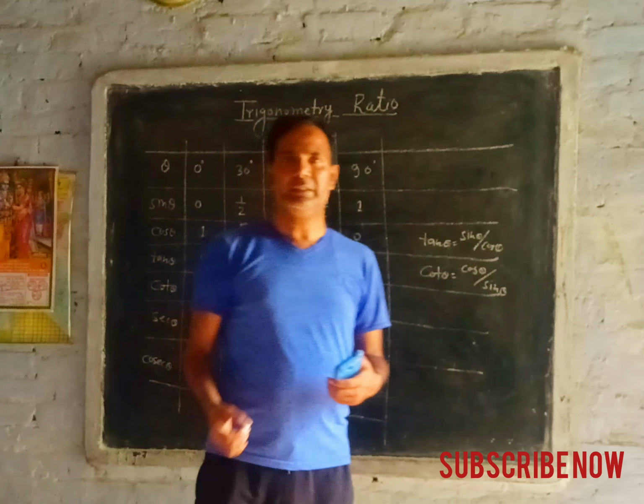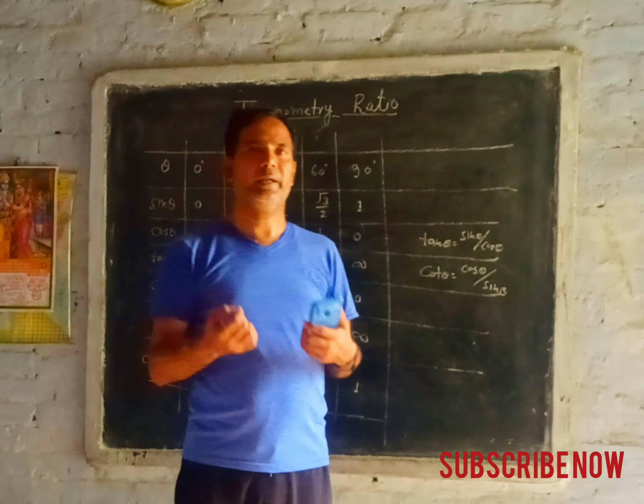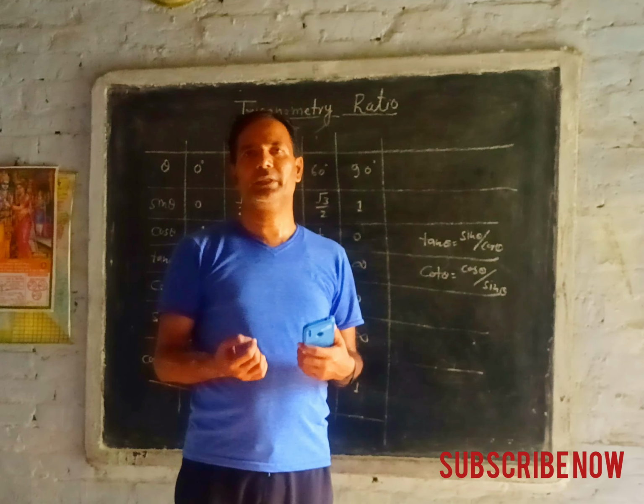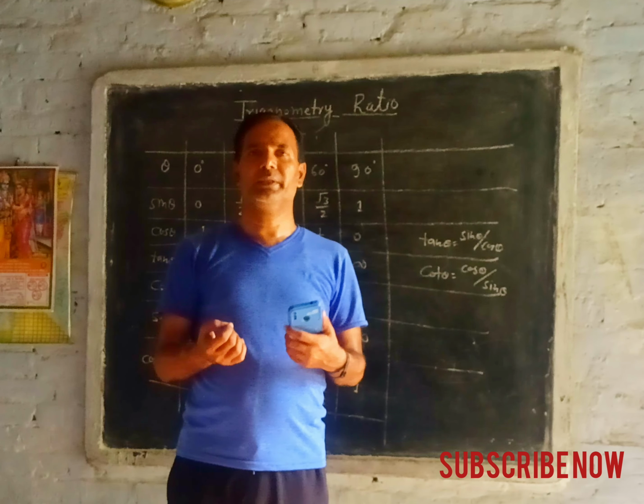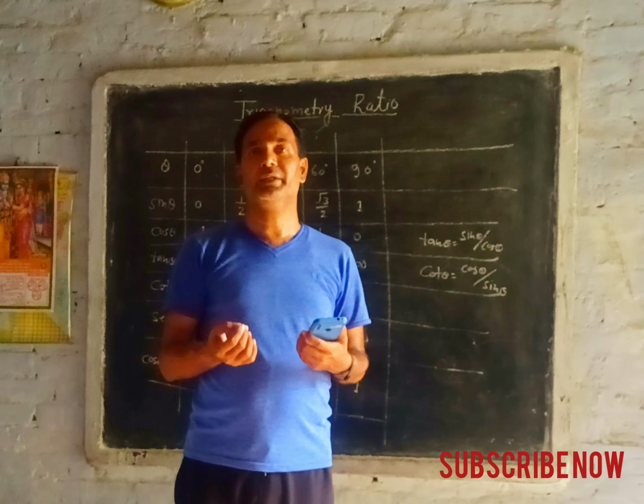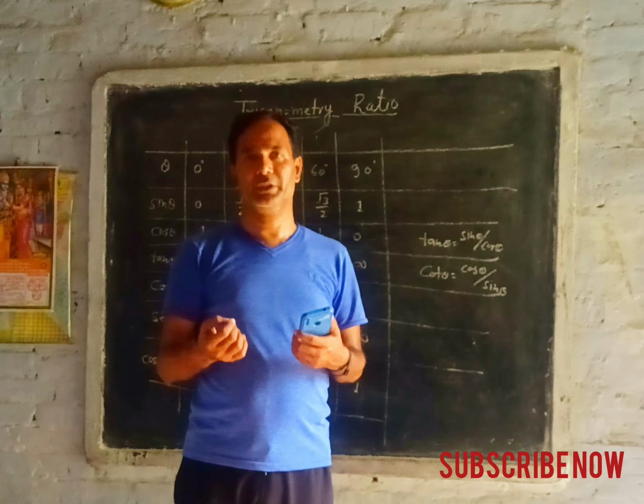By this chart, we can easily find the value of each and every trigonometry ratio at 0 degree, 30 degree, 45 degree, 60 degree and 90 degree.